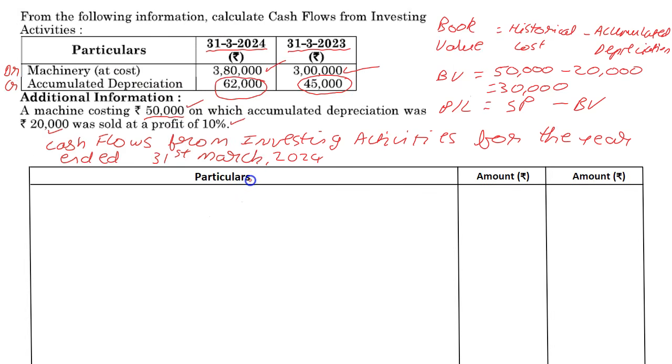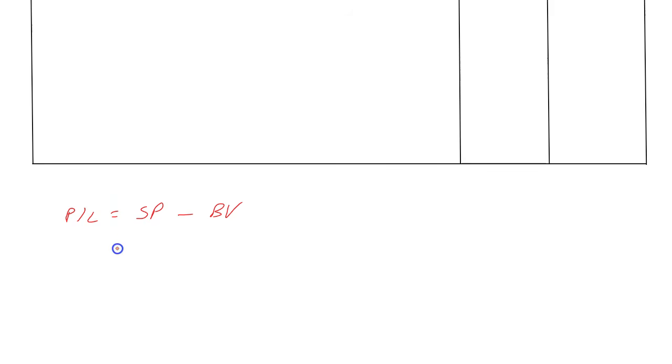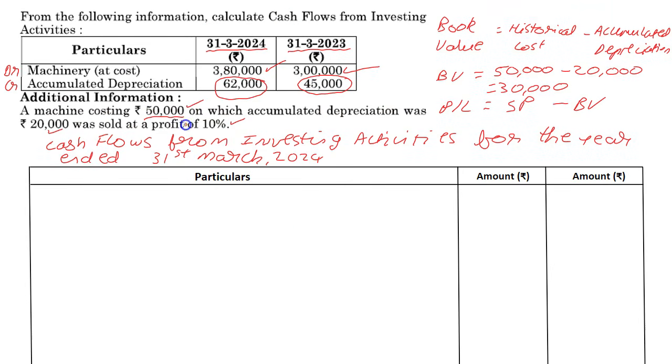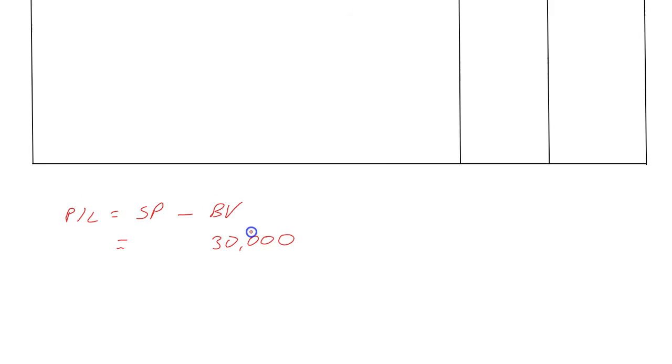Now, I'm going to take that calculation downstairs because we need to think a little bit. One more time, profit or loss is equal to sales proceeds minus book value. We know that the book value is 30,000, and they are telling us that it was sold at a profit of 10%. So 10% of 30,000 is going to be 3,000, and therefore your selling price is going to be 33,000.